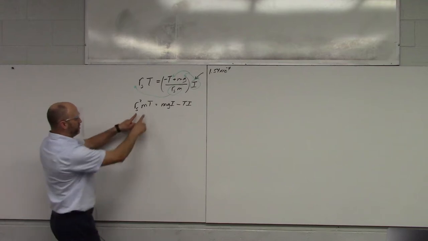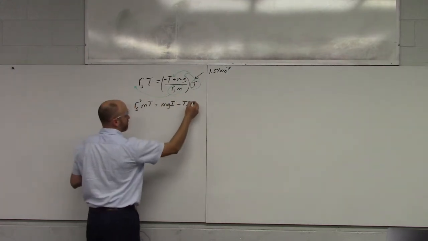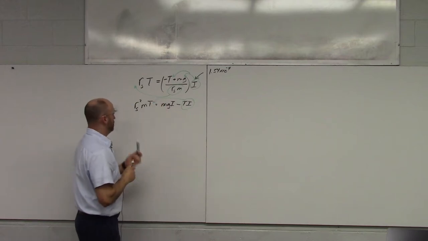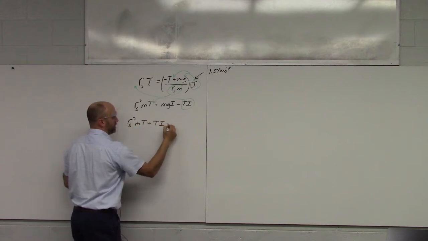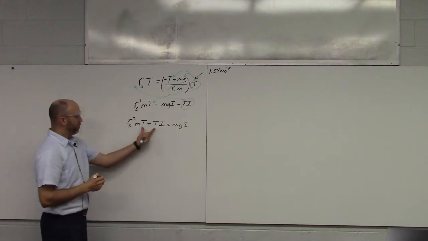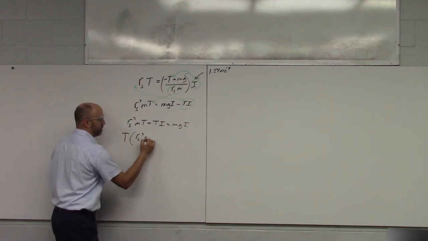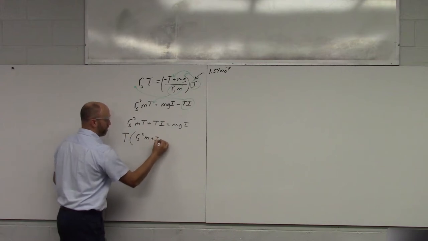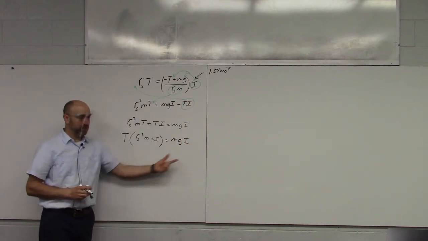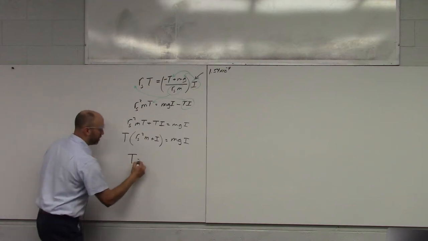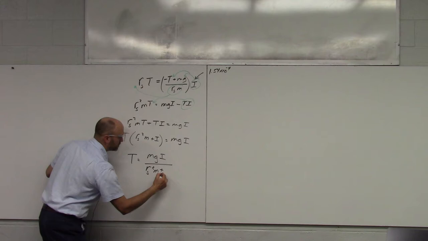Now we'll combine like terms. This piece has a T in it, and this piece has a T in it, so I'll add this chunk to the other side. Now I'll have radius of the shaft squared times mass times T plus T times I equals mgI. Now I can pull the T out, so T times radius of the shaft squared times m plus I equals mgI. Now we can send that parentheses downstairs, so T equals m times g times I over radius of the shaft squared times mass plus I.